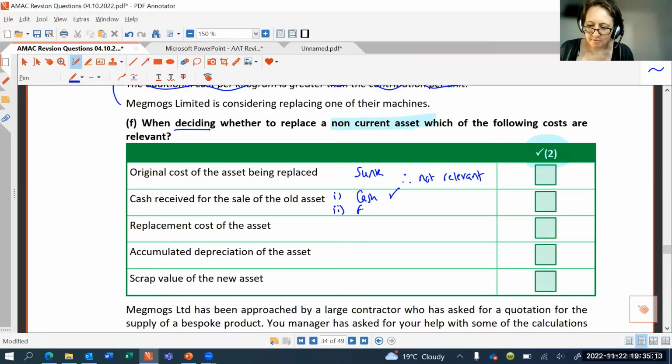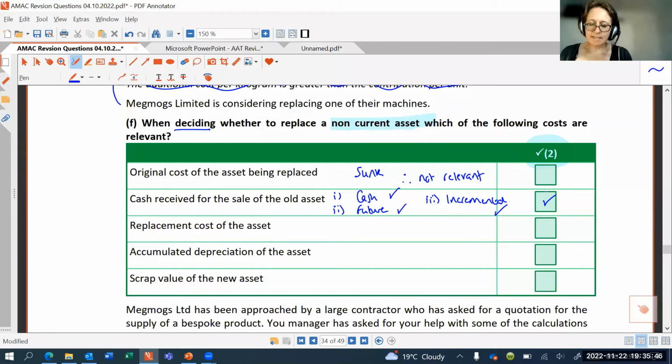Is it happening in the future? Yes. And is it happening purely as a result of my decision, or is it happening anyway? It's happening purely as a result of this decision, because if I don't decide to replace the machine, then I don't sell the old one. So this is a direct result of my decision. So that one is actually a relevant cost.